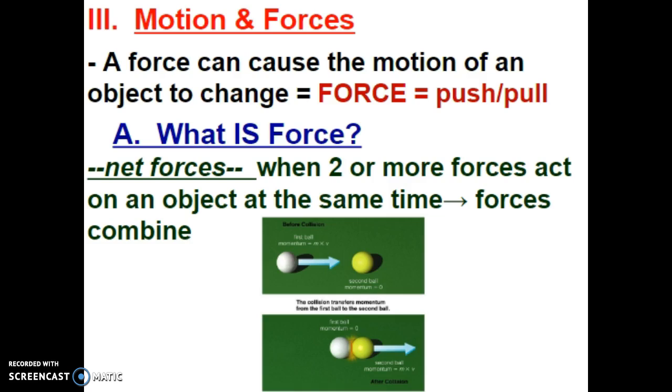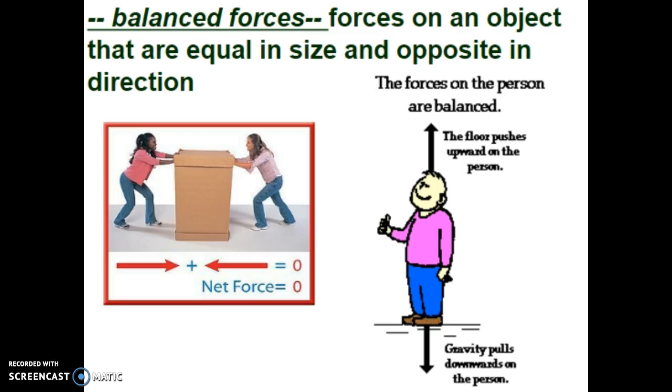Net forces are when two or more forces act on an object at the same time. We call it net forces because the forces combine together for a total force. A balanced force occurs when forces on an object are both equal in size and opposite in direction. As you can see from the two gals pushing the box, they are pushing with the same exact force, so the box isn't going anywhere because they are applying that same force from opposite sides.